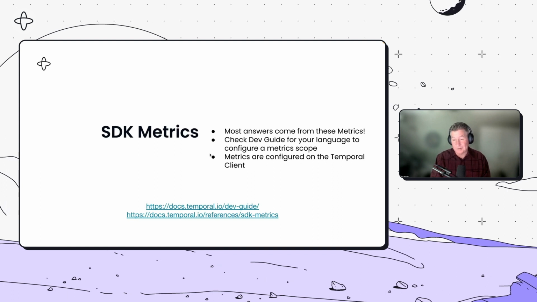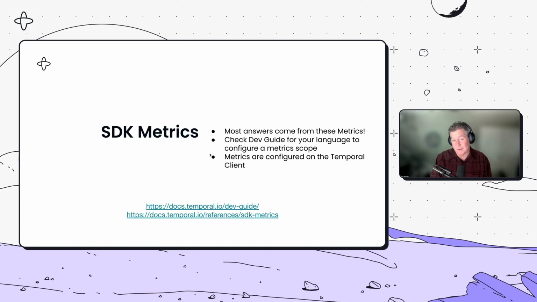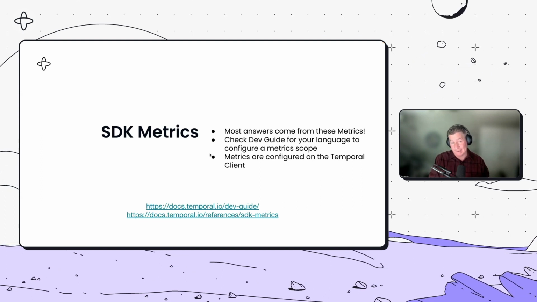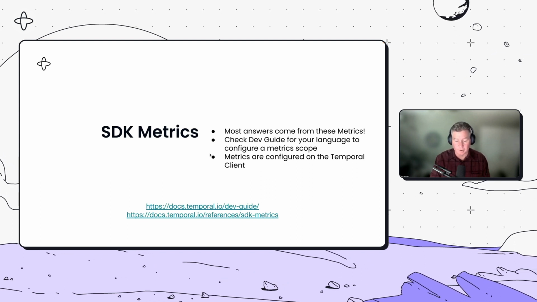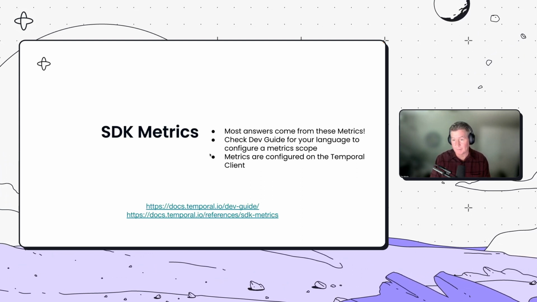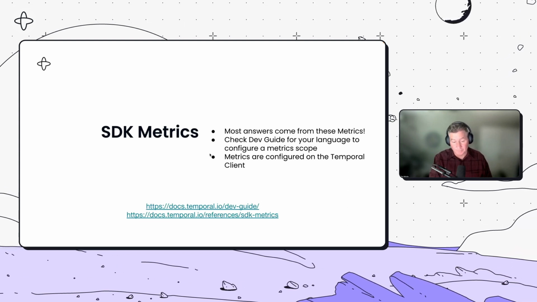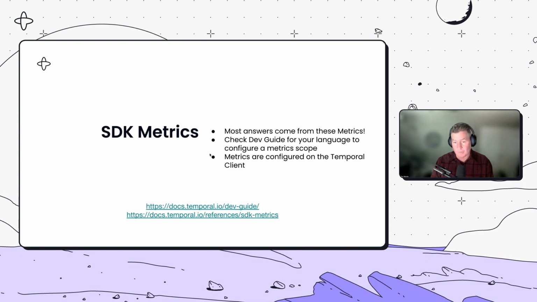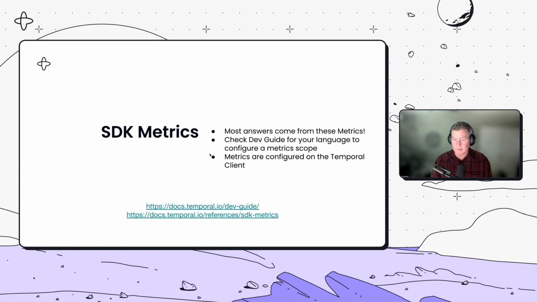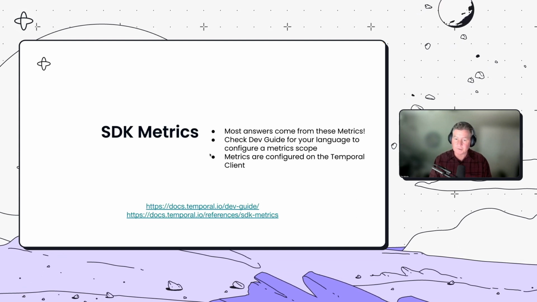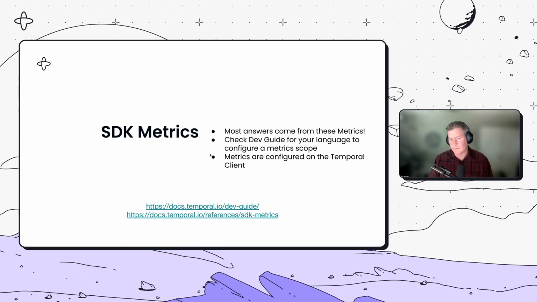One is most of the answers for how you tune your workers are going to come from these metrics. So even if you can't get the cloud metrics going, really the majority of your intelligence is going to be coming from the SDK metrics anyhow. If you're coming from open source over to cloud, then you probably have all this already wired up. Just check the dev guide, and like I said, it'll show you how to configure the metric scopes, and then those are put onto the Temporal client.